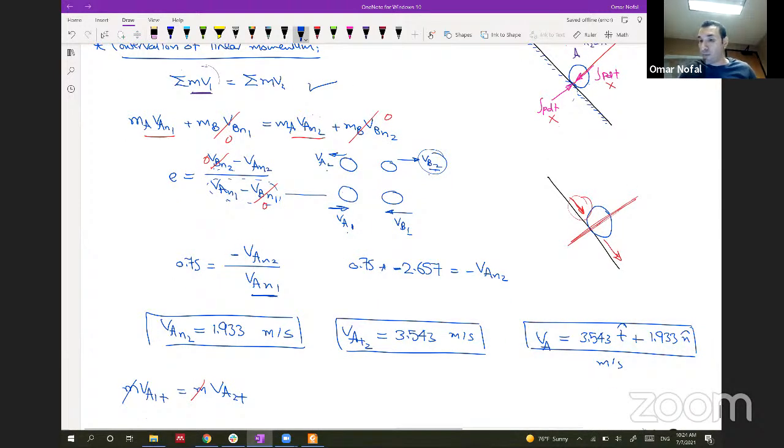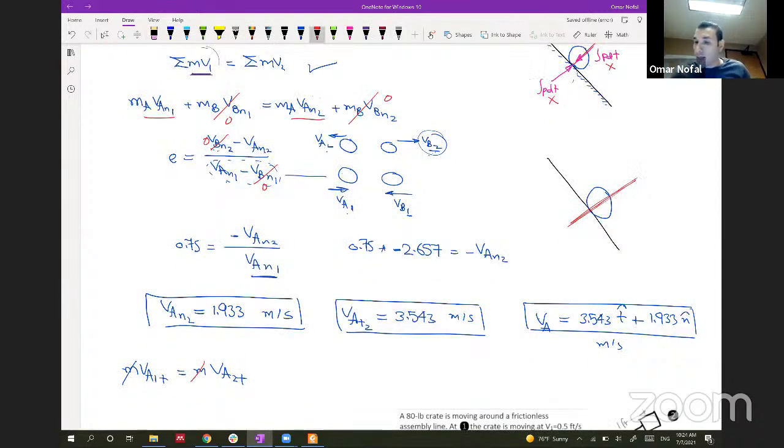So this body will be moving, having a V normal in this direction equal to 1.933, and having another component in the tangent direction equal to 3.543, and the resultant will be something like this. So this is the resultant V.